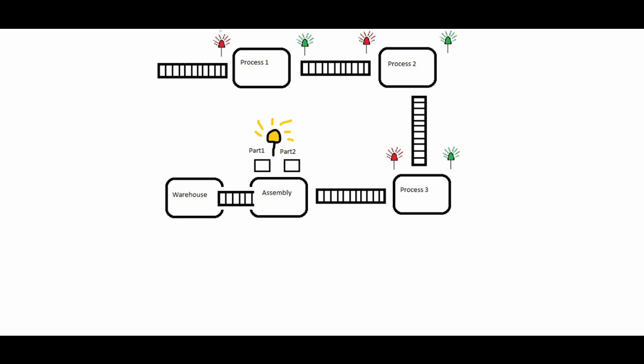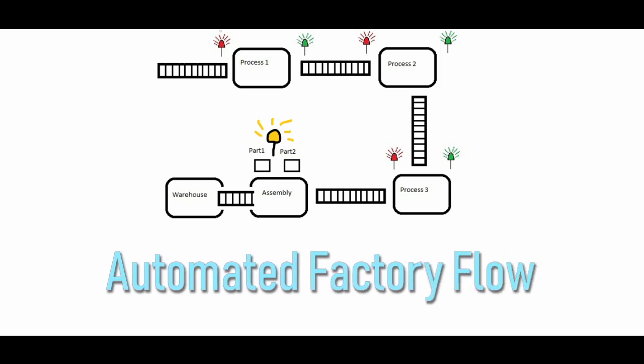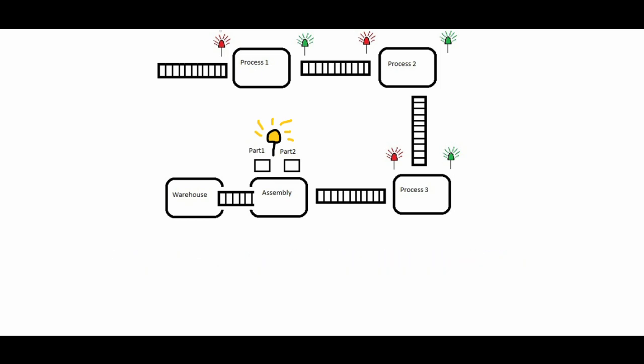This is the final lab for programming. And in this lab, we have a simulated factory flow that's automated. So the part will start in the upper left-hand corner, roll down the conveyor belt, hit process 1. Once it's done at process 1, it'll go down the belt again, hit process 2, then process 3. Finally, the part will sit at assembly.